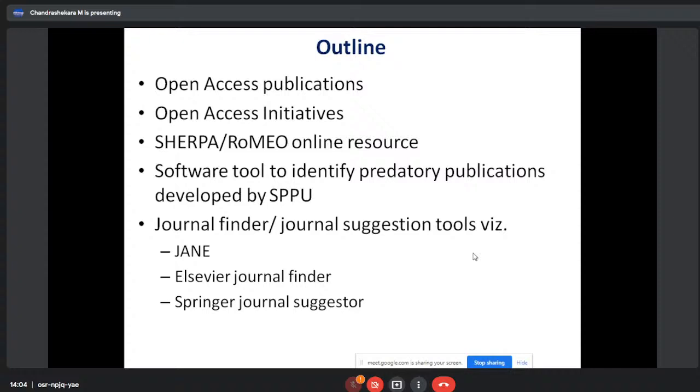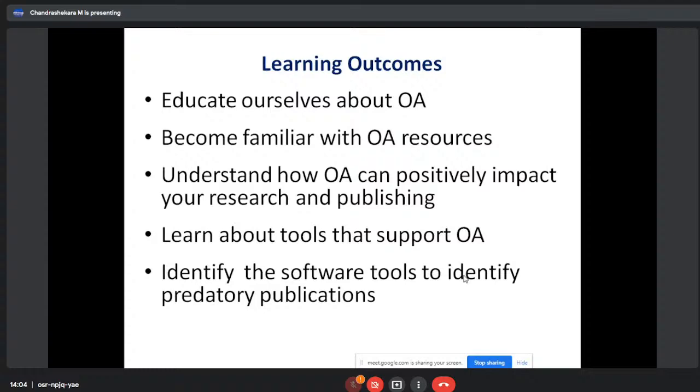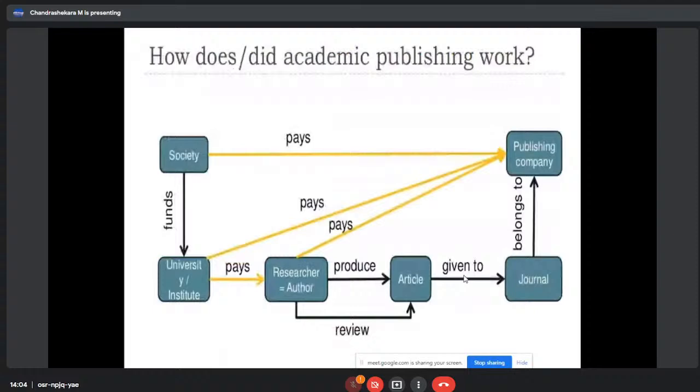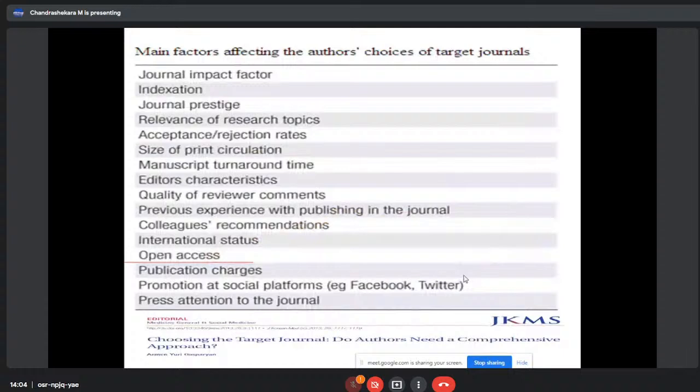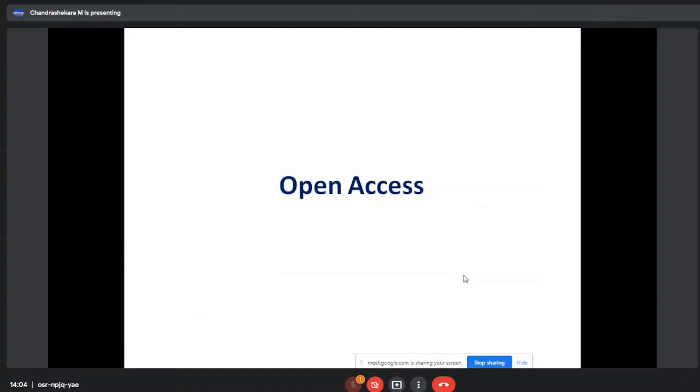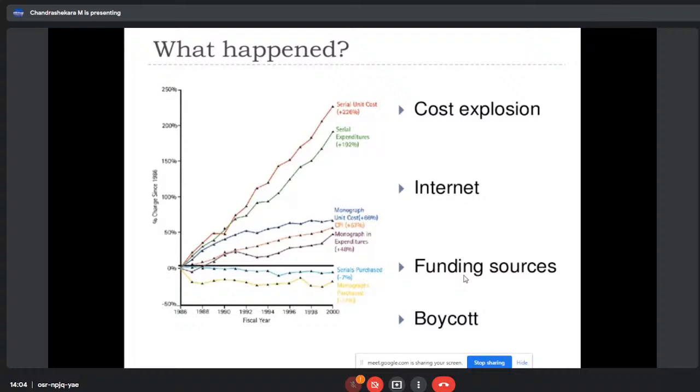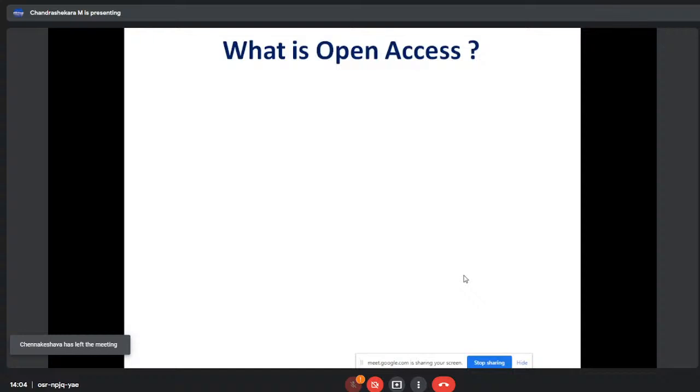So these are the learning outcomes, and some of the aspects I have already covered. I told you how open access has developed, the open access movement, and the main factors affecting an author's choice of target journals. I also touched on the difference between traditional journals and hybrid journals. These are some of the definitions relating to open access.